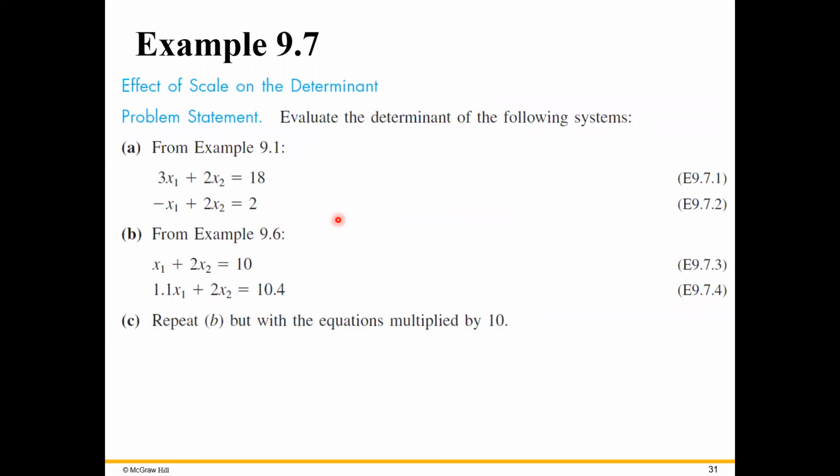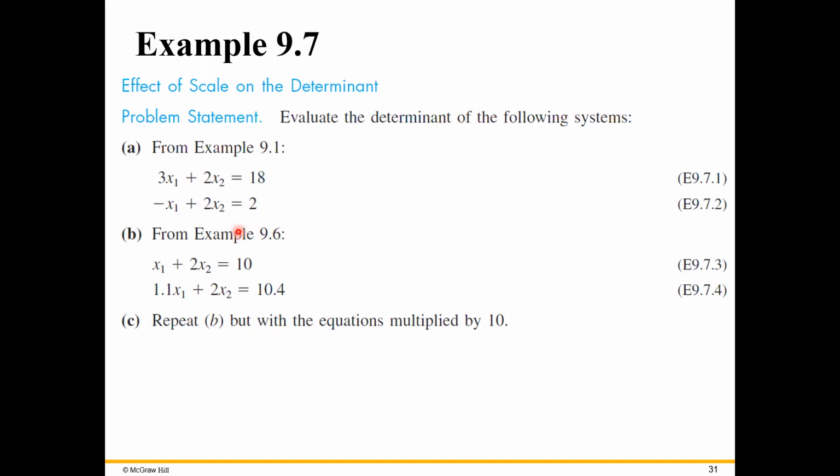Next, we have example 9.7: effect of scale on determinant. Evaluate the determinant of the following systems. For example, system A: 3x1 plus 2x2 is equal to 18, minus x1 plus 2x2 is equal to 2. And system B: x1 plus 2x2 is equal to 10, 1.1x1 plus 2x2 is equal to 10.4. So these are the two determinants.